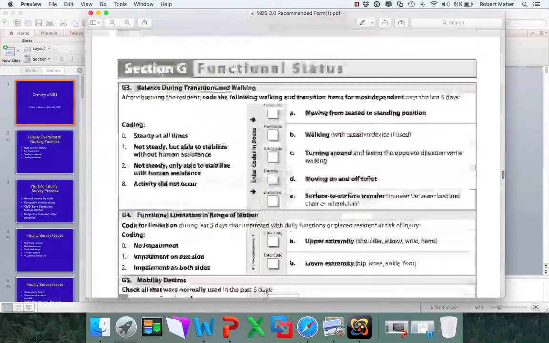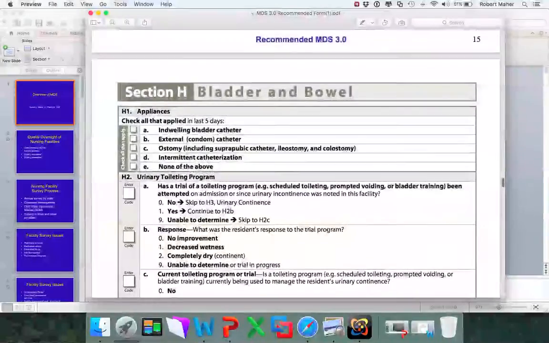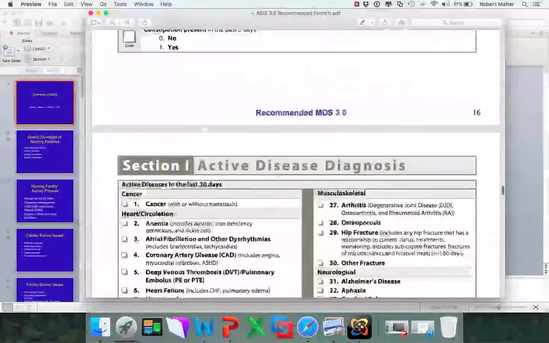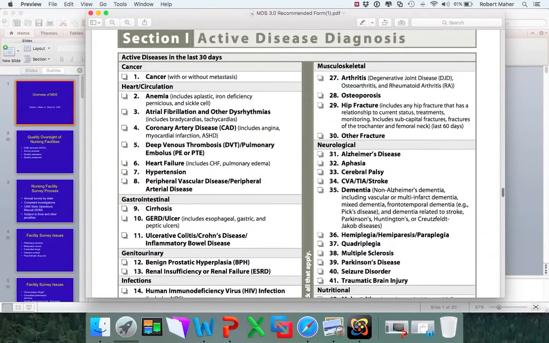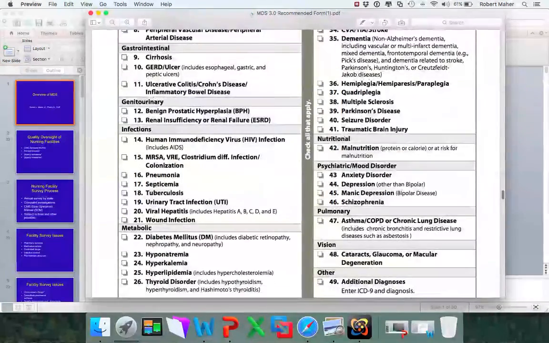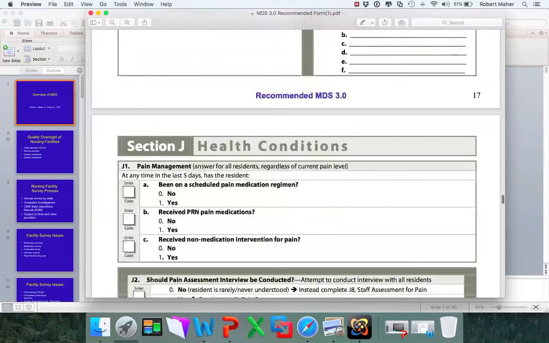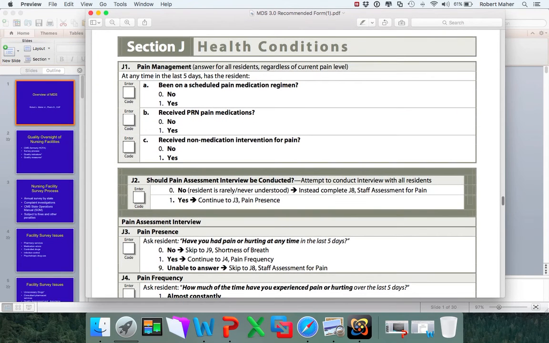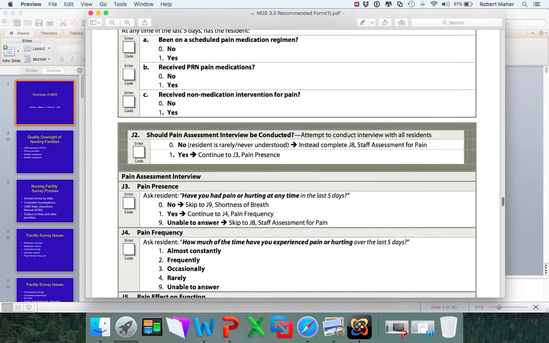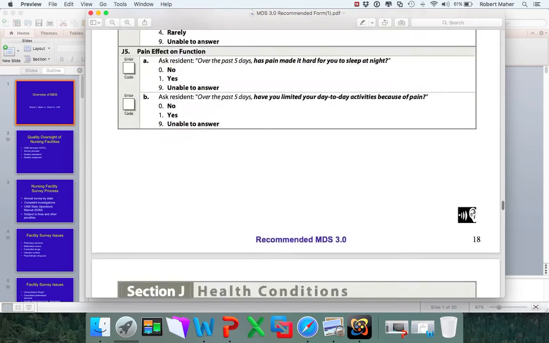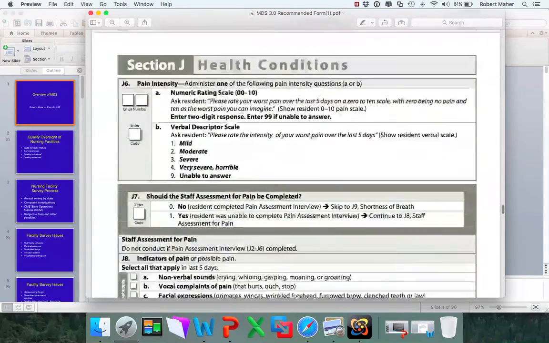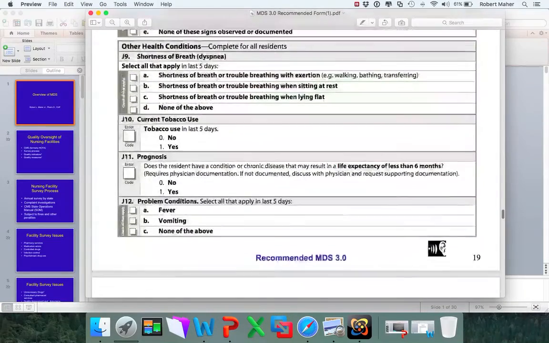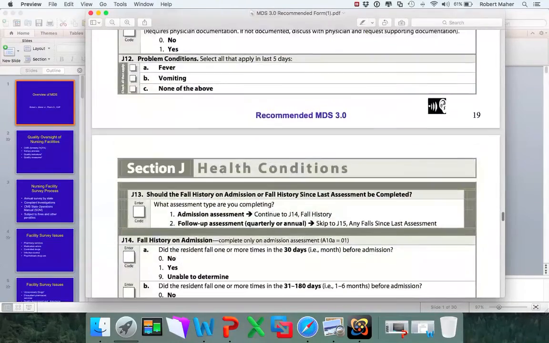Functional status, section G. I'm scrolling through here. Here's bladder and bowel. Here's where you can find truly what their active disease diagnoses are. Granted, once again, this can be updated in between reviews. Notice pain management is a big issue, and so some of these issues in here may not be directly related to pharmacy, but because medications are used to treat these conditions, pharmacy is part of that.